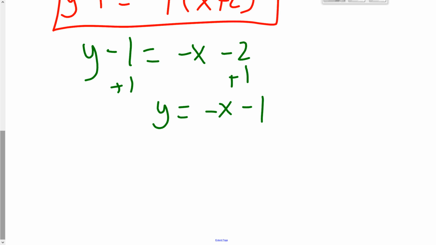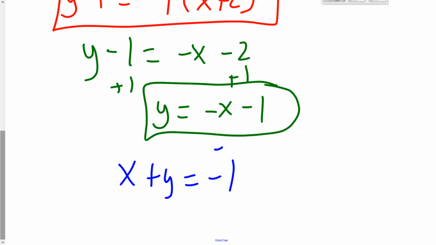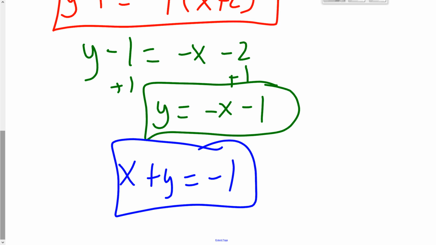Or I could put it in standard form by adding x to both sides. So I get x plus y equals -1. So there's standard form. So I have point slope form, I have slope intercept form, and then I have standard form. It didn't ask which form, so I could do any of these.